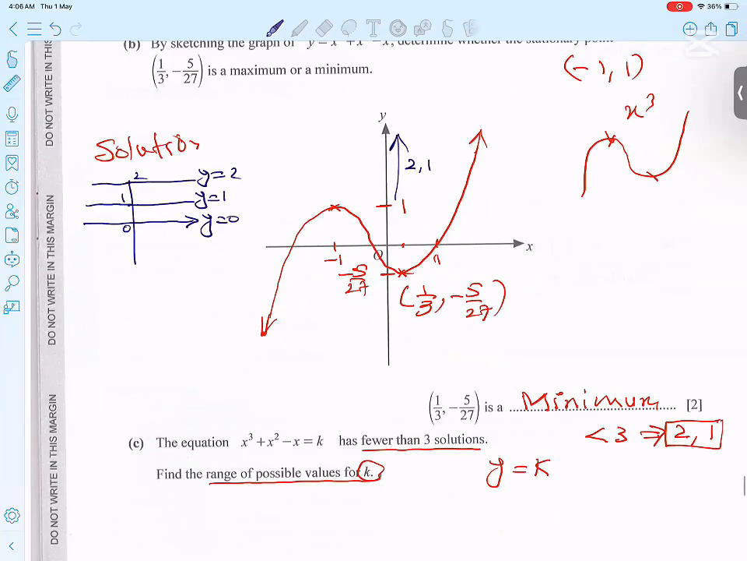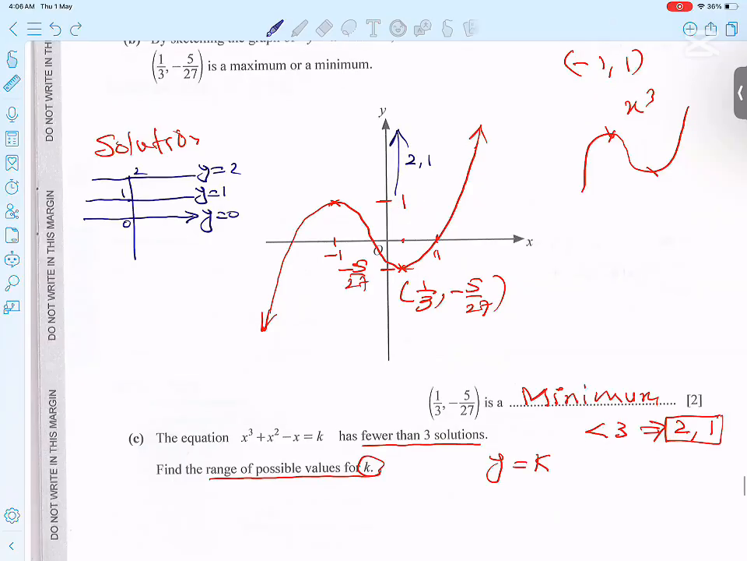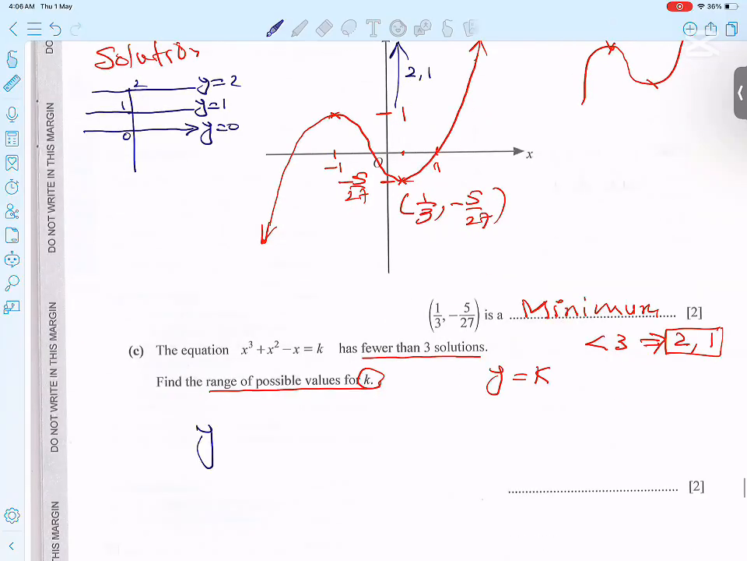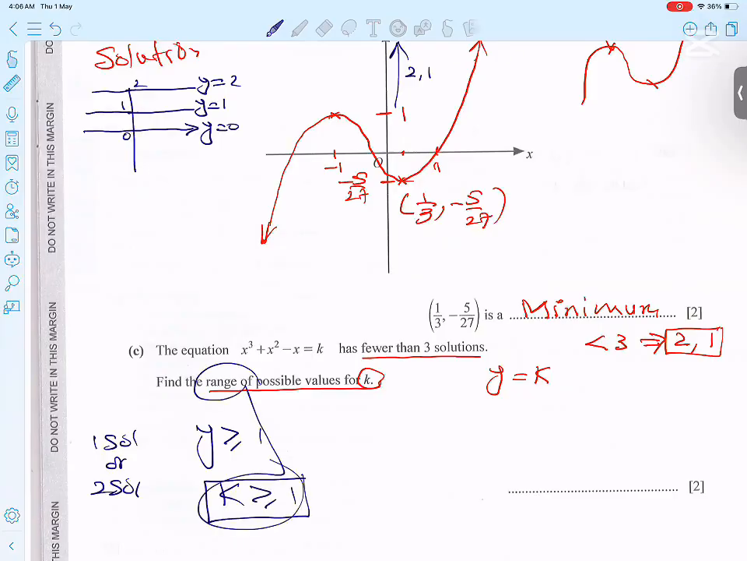So how do we write the inequality for more than one? Look, students, sorry, actually y is more than or equal to 1. So we get two solutions, or one solution. So this is a k value. So we should write k is more than or equal to 1. This is my first range of values.